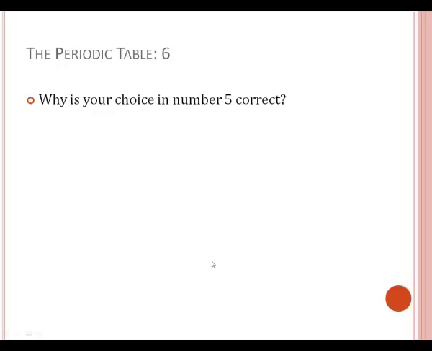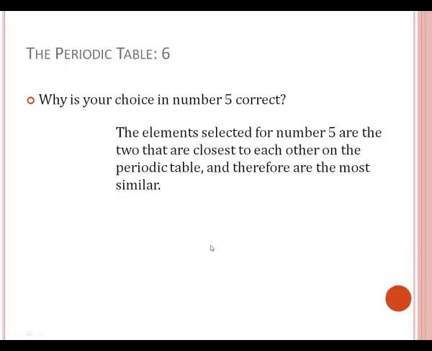The reason your choice in number 5 is correct, again, it's got to do with the fact that we're looking for the two elements which are closest together. And in addition, they need to be in the same column. So the elements selected for number 5 are the two that are closest to each other on the periodic table and therefore the most similar. And I would add to this that they're also in the same column, so they have more similar chemical properties than lithium and beryllium, which are next to each other.